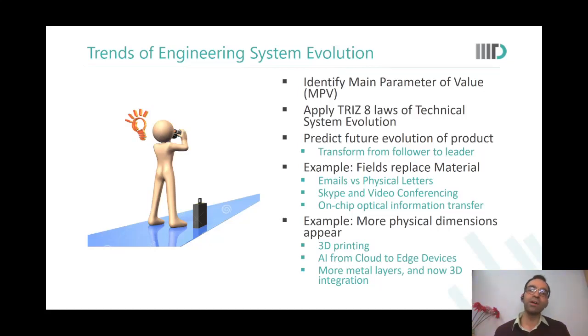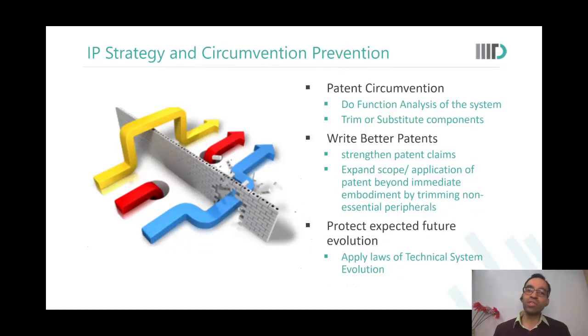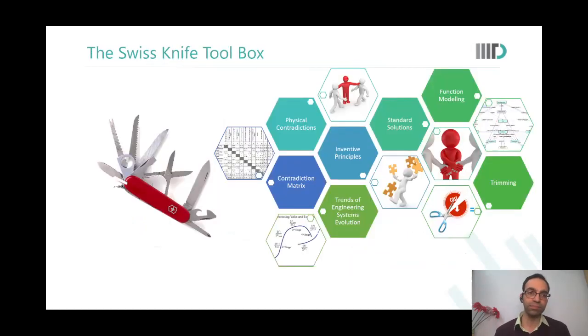Every technical system typically sees these evolution steps happening in them. And by applying TRIZ principles, you can already anticipate where you would need to innovate to stay relevant in the market. We can use TRIZ principles to also circumvent patents, to write better patents, and also to protect expected future evolution by using the laws of technical system evolution. So as a startup, you would want to protect your ideas. So TRIZ can be very, very handy there also.